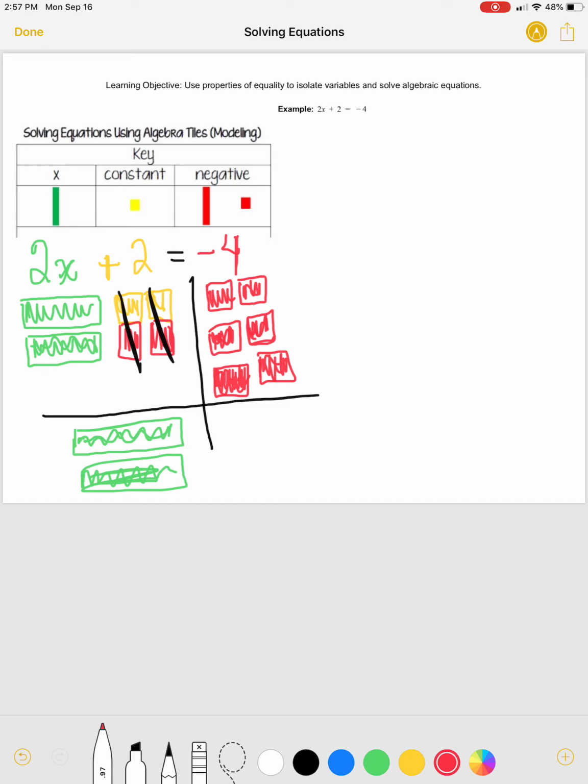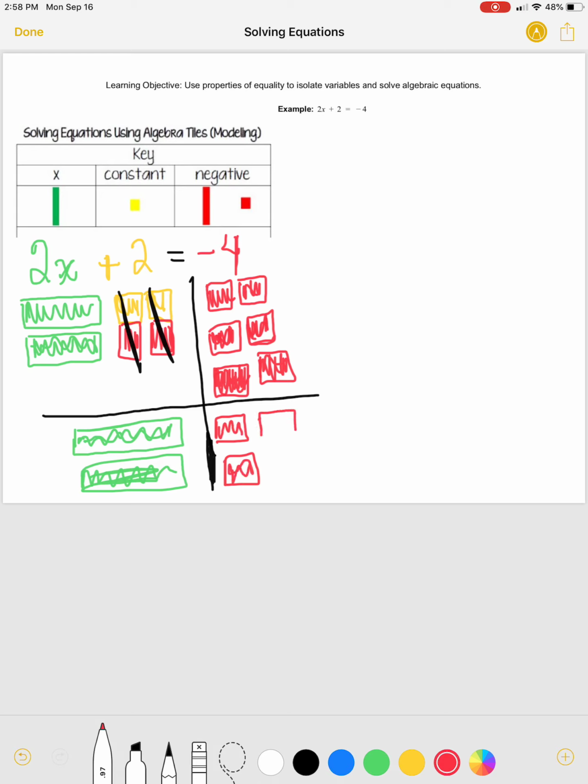So I'm going to split these 6 tiles into 2 groups to see how many red tiles represents just one of my x's. So let's see. As I write them, I'm just going to split them into 2 groups.